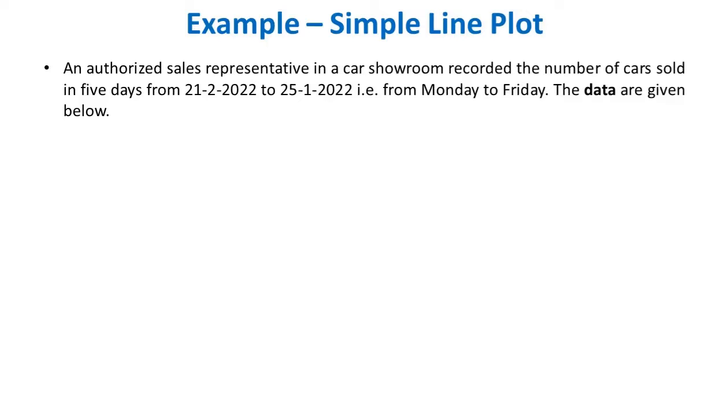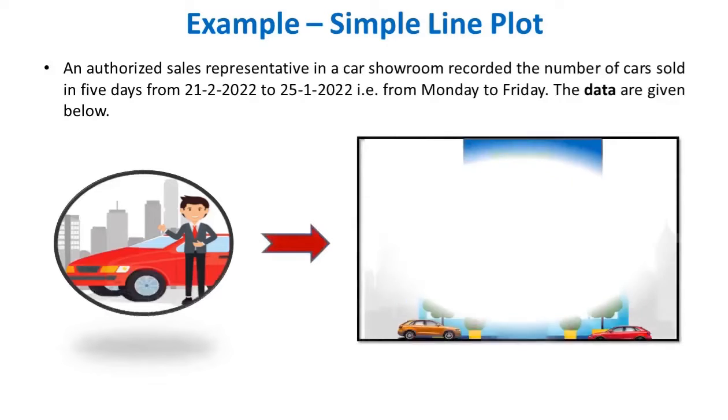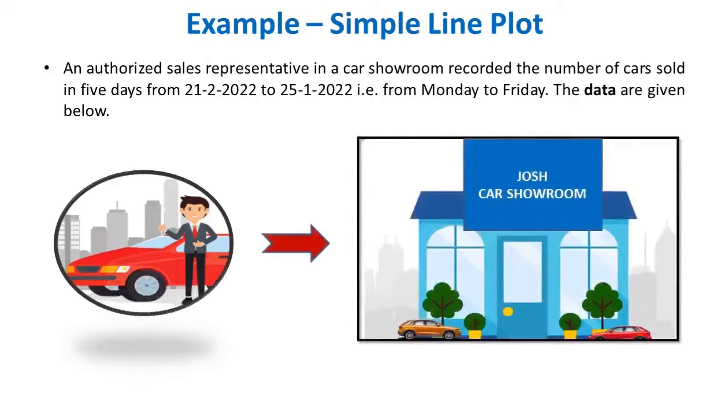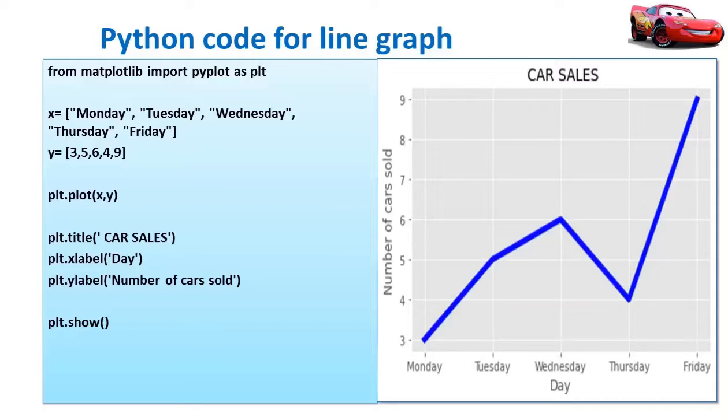Assume that a sales representative working in a car showroom recorded the sale of cars for 5 days, that is from Monday to Friday. The recorded data are given in the table. We shall draw a line graph to represent this data using Matplotlib. So let us understand this basic Python code to generate the line graph.